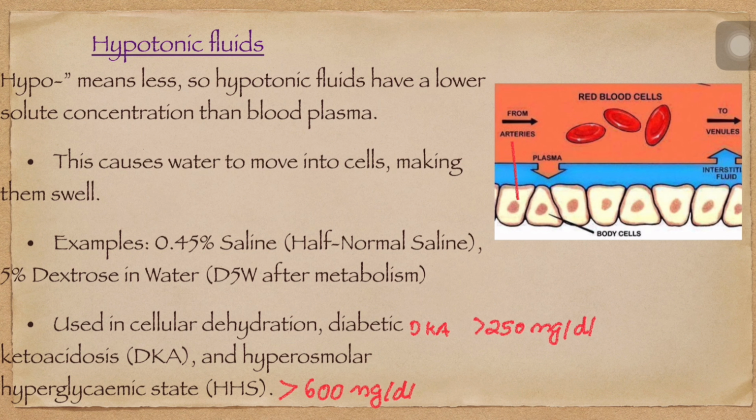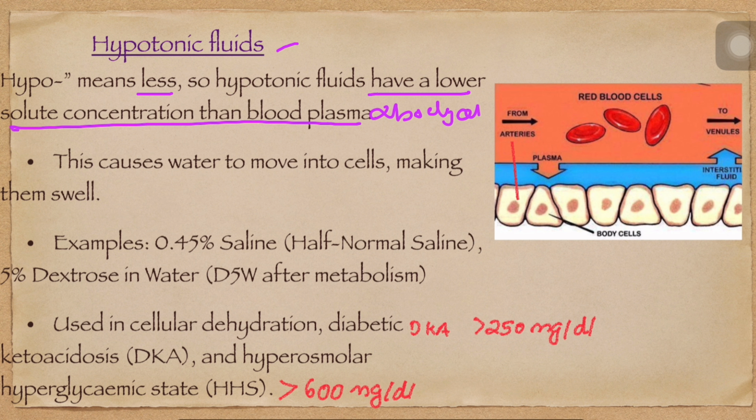Next is about hypotonic fluids. Hypo means less. So, hypotonic fluids have a lower solute concentration than the blood plasma as well as the body cells. So, when we give hypotonic fluids like 0.45% saline or 5% dextrose in water, what will happen? The solute concentration is lesser inside the blood vessel when we give hypotonic fluid. So, net movement of water occurs into the cell, thus cellular dehydration will be corrected.